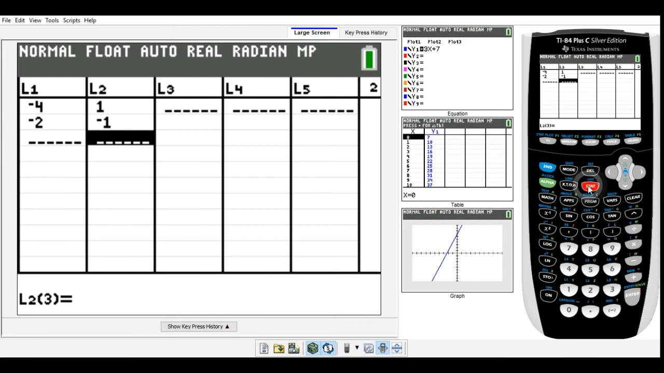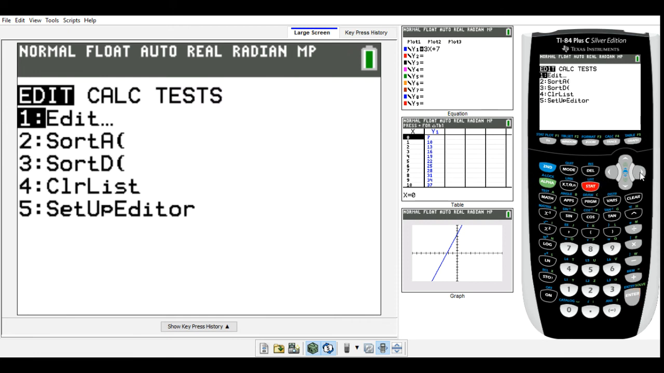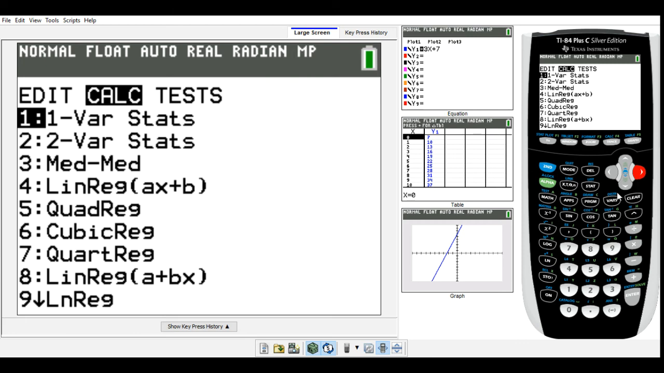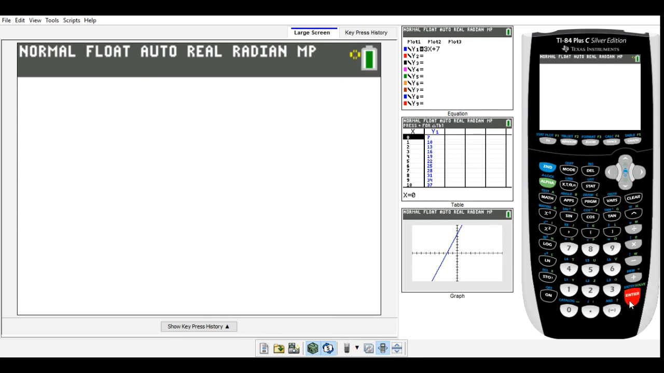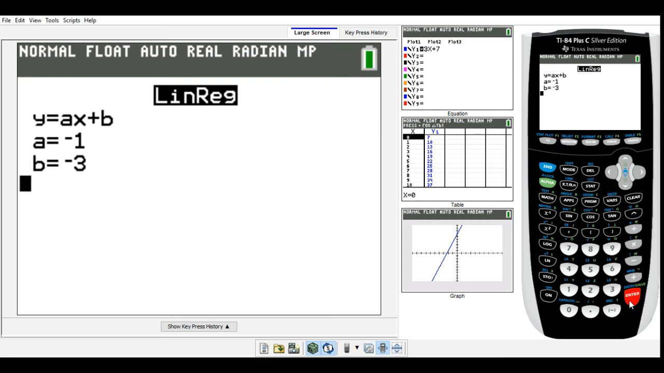Alright, so you hit stat. Remember, now you hit the over arrow. Okay, you go down to 4, LinReg, hit enter. Go all the way down to calculate, hit enter. Okay, and your slope would be -1 and your y-intercept's -3.